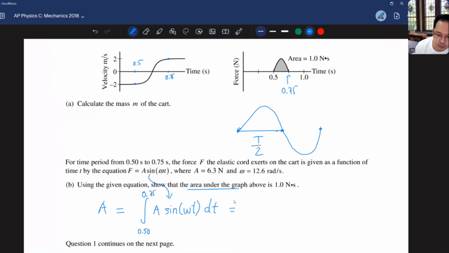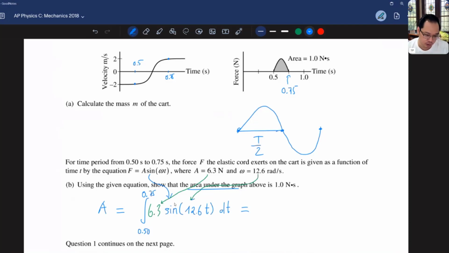Half period. We're given omega, which is 12.6, replacing it in here, 12.6. So let me change that notation. Now I love with good note, 12.6, and amplitude 6.3. Replacing this amplitude by 6.3 also, 6.3, and do this integral. I believe you can do that, okay? Do it. A sine function, use the substitution method.